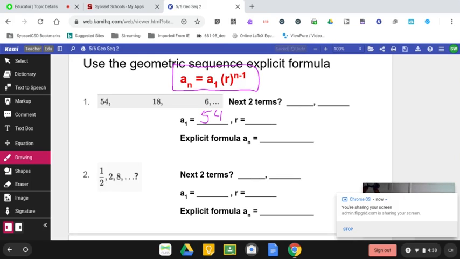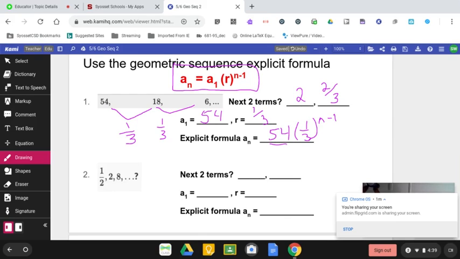and you would have to identify the common ratio. In this case, it's being divided by 3, but we always use multiplication. So we would say it's being multiplied by 1/3. The common ratio is always whatever you multiply to get to the next term in the sequence. So if I multiply 6 times 1/3, I get 2. 2 times 1/3, I would get 2/3. And the explicit formula would be 54, which is the first term, times 1/3, which is the common ratio, to the n minus 1 power.